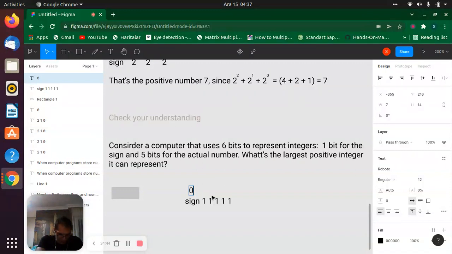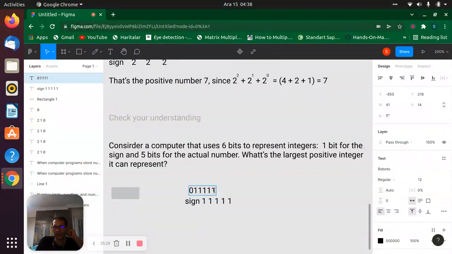What we have to do here, now you have to think a little bit. 5 bits for the actual number. Let's put 1, 2, 3, 4, 5, for actual numbers. This one will be 16. The other one will be 8, so it will be 24. The other one will be 4, so it will be 28. The other one will be 2, so it will be 30. The other one will be 1, so it's 31. What do you think?